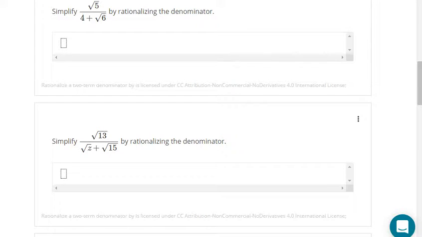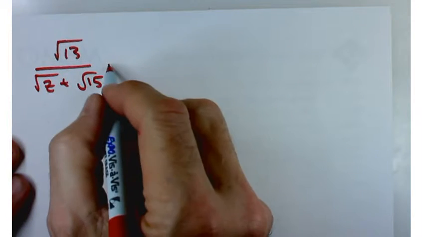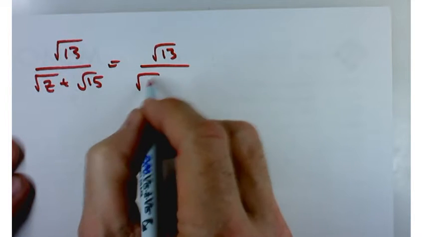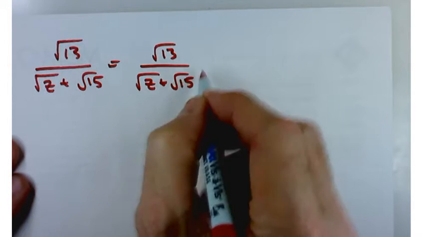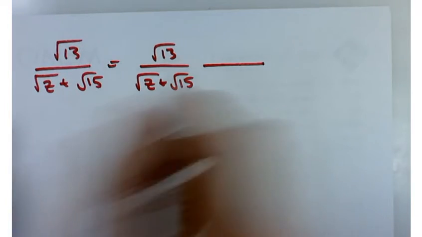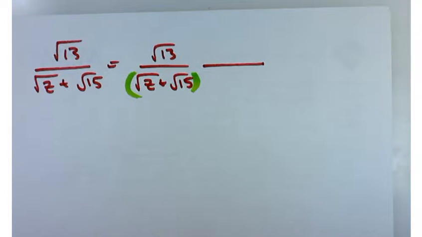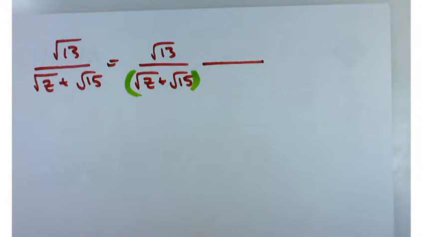Let's try the one right below that one. Square root of 13 over the square root of z plus the square root of 15. So again, you're going to rationalize the denominator. So we're going to multiply by 1, but what's the form of 1 that I'm going to choose for this particular problem? Well done.